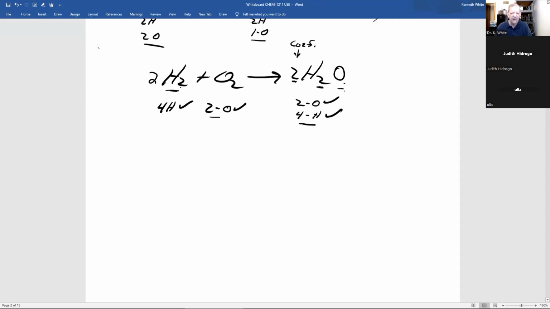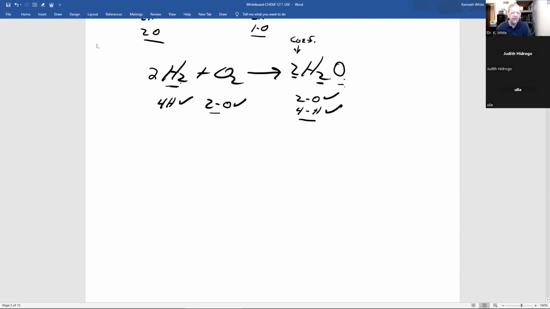And the balanced chemical equation is you take 2 hydrogen molecules. When there's no number in front, the coefficient is 1. 2 hydrogen molecules react with 1 oxygen molecule to make 2 water molecules. And now it's balanced. Yay!